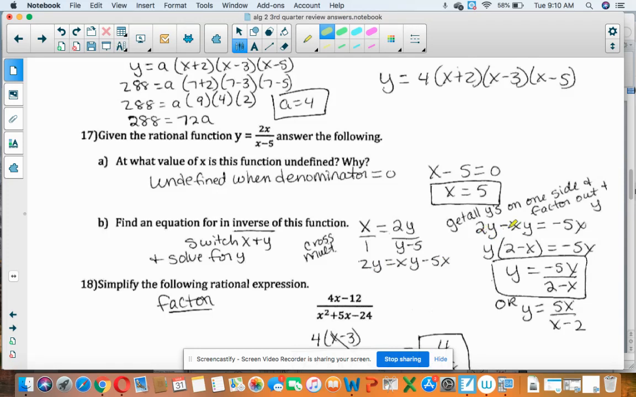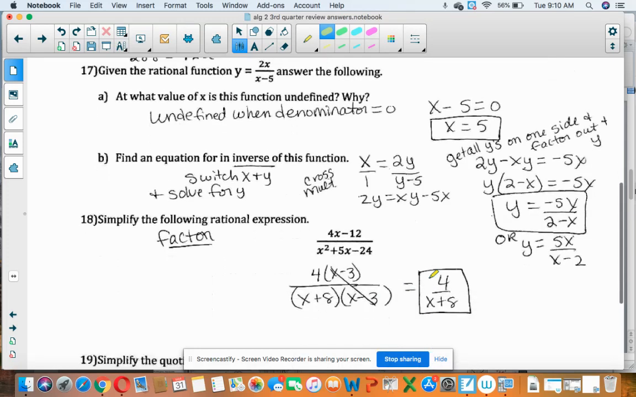So I have 2y minus xy equals negative 5x. I now factor out a y because both these terms have a y. So I factor out a y and I'm left with 2 minus x. To get y by itself, I divide by 2 minus x. So my answer is y equals negative 5x over 2 minus x. All right, this is also another answer if the signs were different. It could also be y equals 5x over x minus 2, depending on how you were cross multiplying and solving and what you brought over to which side.